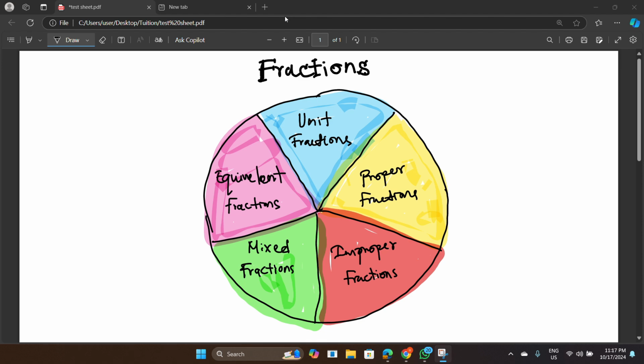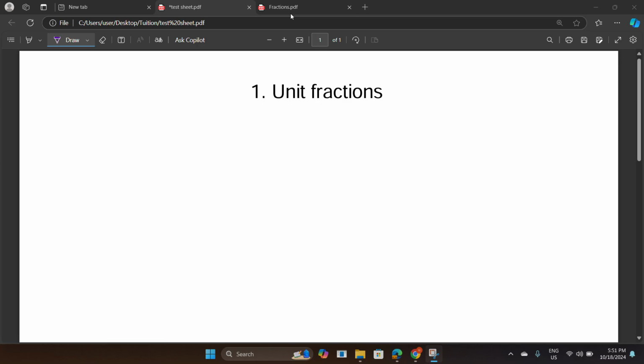Now let's see what the different types of fractions are. As you can see, I have divided this circle into 5 different parts: unit fractions, proper fractions, improper fractions, mixed fractions, and equivalent fractions. Right, let's start with unit fractions. It is the easiest type of fraction.